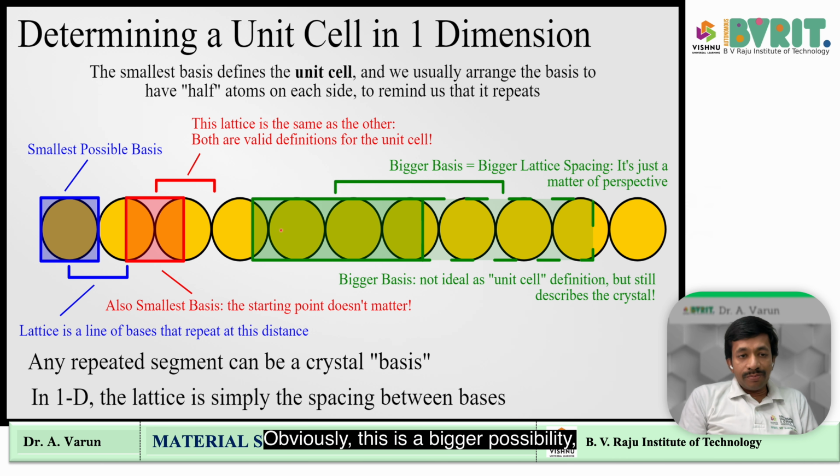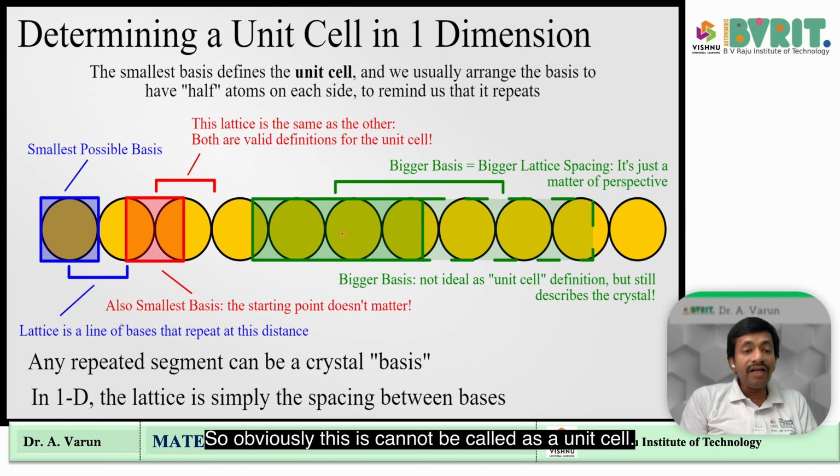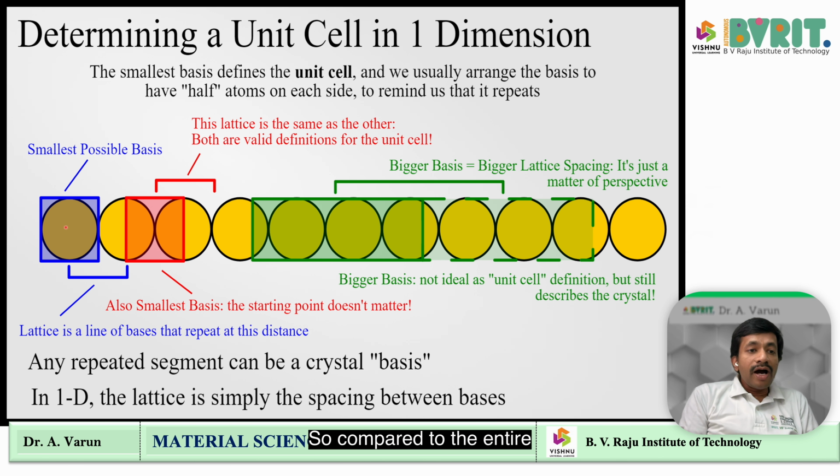Obviously, this is the bigger possibility, and this is not the smallest one, so this cannot be called a unit cell. Then between these two, which one is the better representation? If I take the blue portion, it is not considering the distance between the two atoms, whereas here, you see, this is able to even capture the distance between them. So compared to the entire atom inscribed in a cube, it is better to have even the distance as part of it. But it has to be perfect.